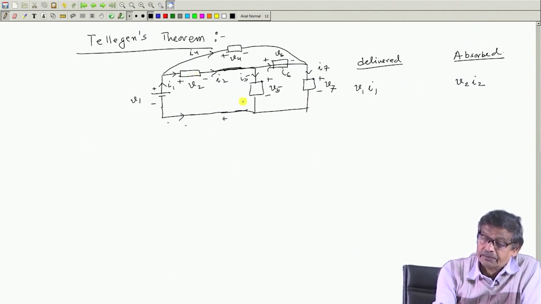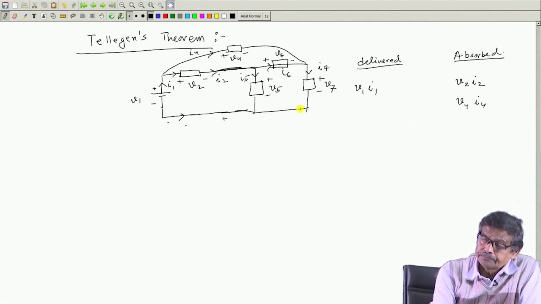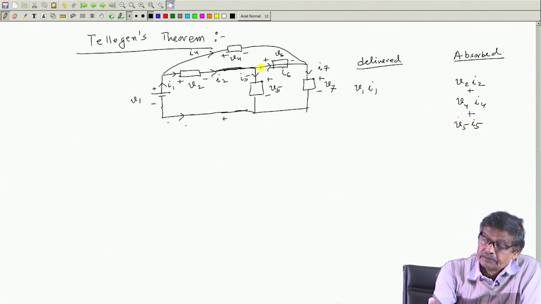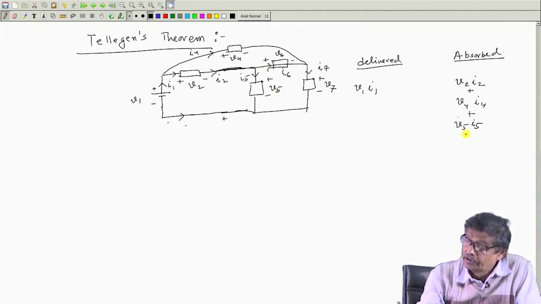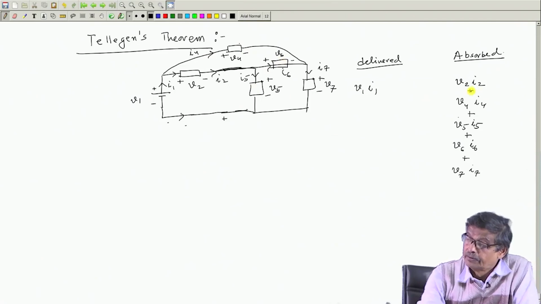Element 3, of course, nothing. Element 4 is also absorbing power, V 4 I 4. And element 5 is also absorbing power. So, power absorbed is given by V 5 into I 5. And element 6 is also absorbing power, V 6 I 6. Element 7 also absorbing power, V 7 I 7, is it not? So, how many elements are there? 1, 2, 3, 4, 5, 6. 1, 2, 3, 4, 5. Another is left out.